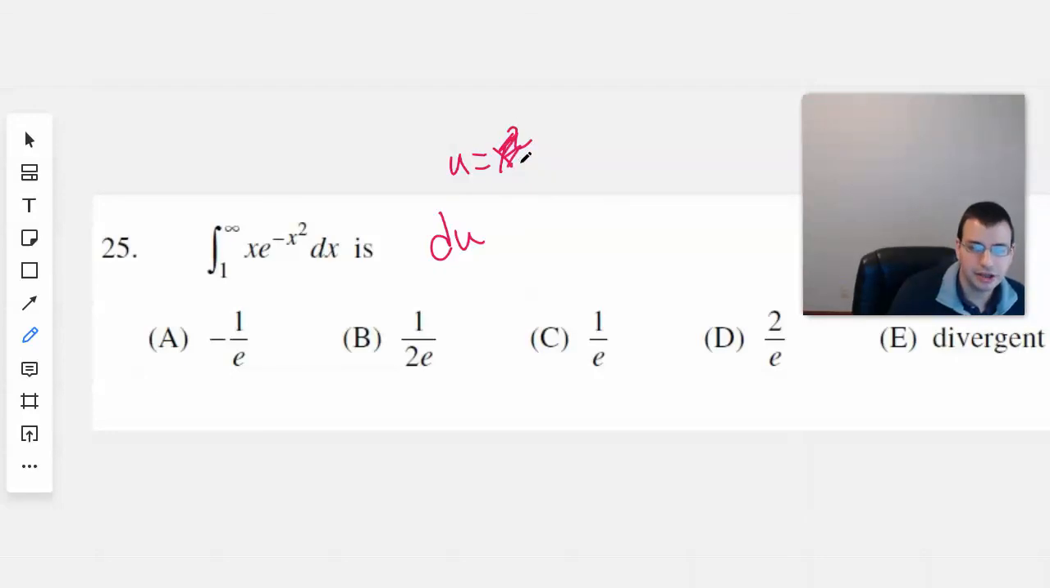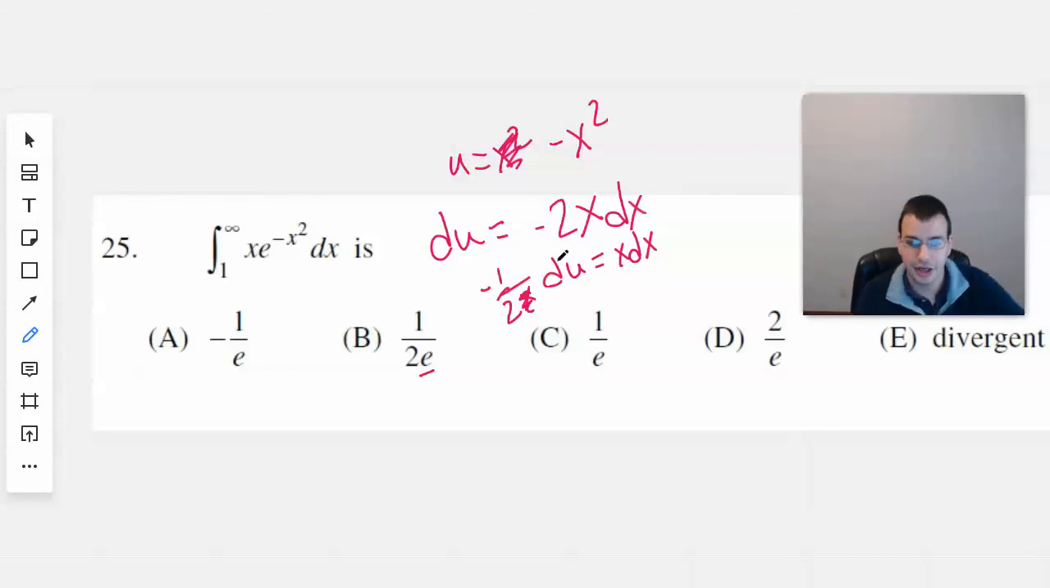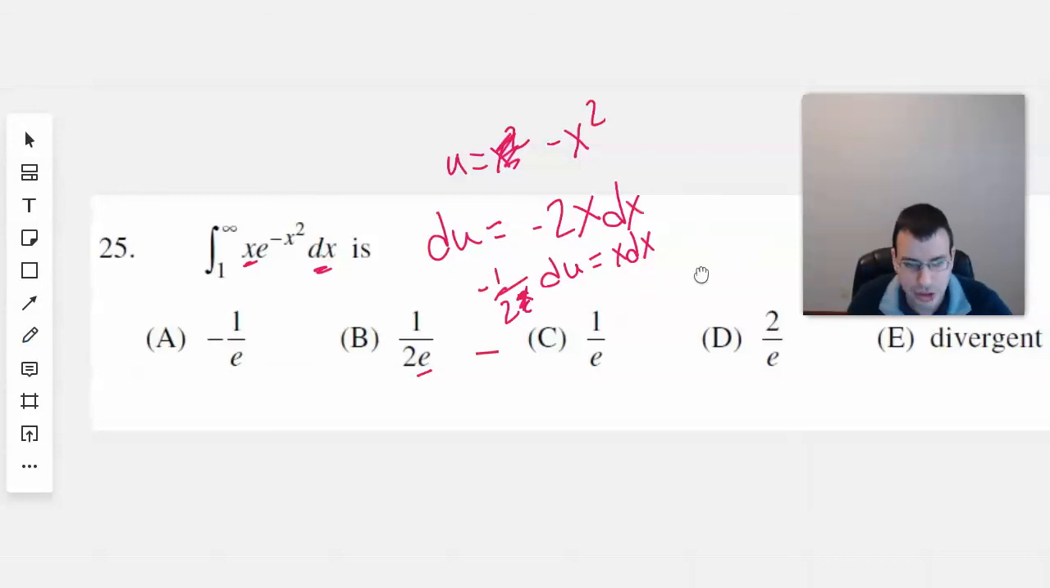I'm going to say u equals negative x squared. Therefore, du equals negative 2x dx. And then I'm going to rearrange this slightly. So I'm going to say negative 1 over 2 du equals x dx. So what I have here then is I took this negative 2 and moved it down over here. And so now I have an x and a dx right there, which I don't like dealing with.